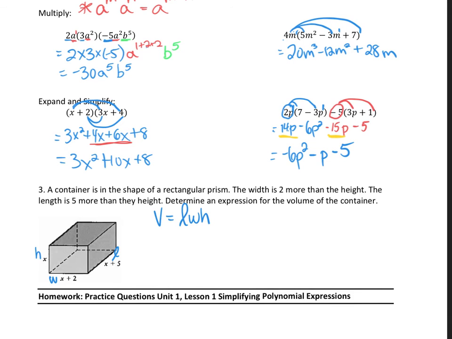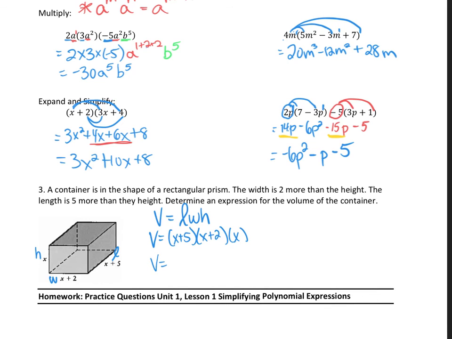So volume equals length times width times height. So we're going to sub in all those values. So in for length, I'm going to sub in x plus 5. And for width, we're going to substitute x plus 2. And then finally for my height, we have just x.